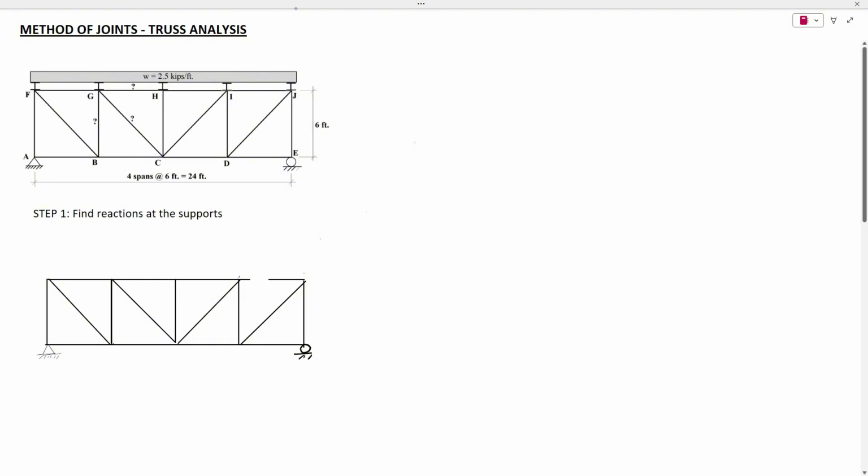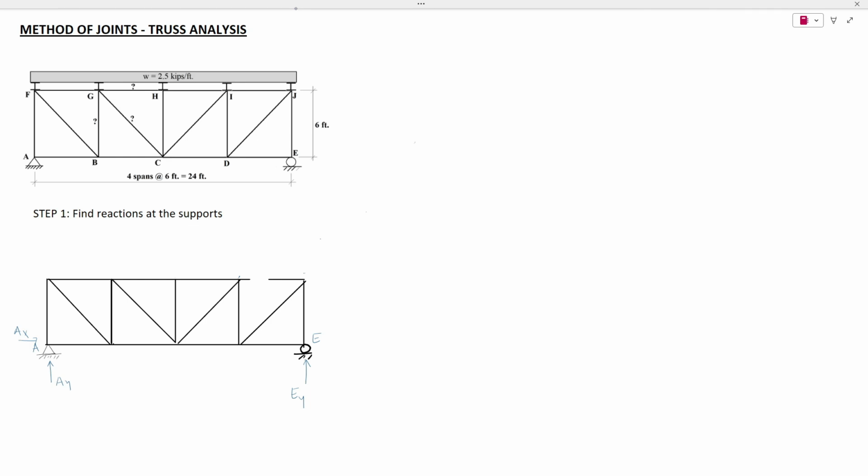Step 1 in the method of joints is to find the global equilibrium. That means finding the reactions at support A and support E. At A we have a pin support, so we are going to have a vertical reaction AY and a horizontal reaction AX. At E it's a roller support, so we will have only a vertical reaction EY.